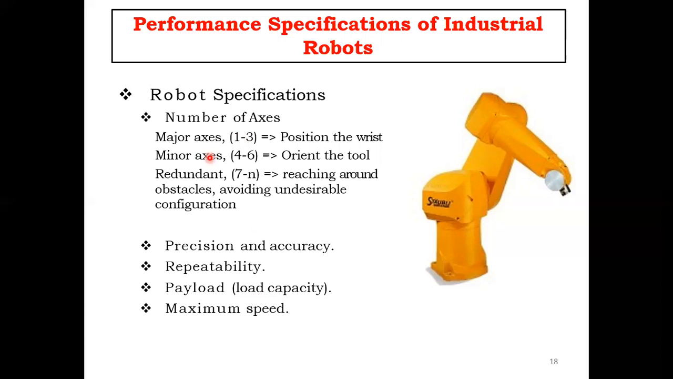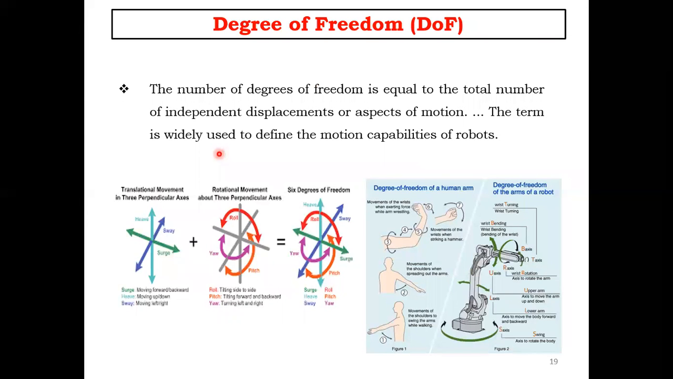Number of axes: we have major axes 1 to 3, which position the wrist. The minor axes orient the tool. Next, redundant axes are for reaching around obstacles and avoiding undesirable configurations. Then precision and accuracy, which we are going to discuss. But before that we need to know the degree of freedom. Already we know that there are 6-axis robots, 3-axis robots, like that we discussed. That is determined by the degree of freedom.